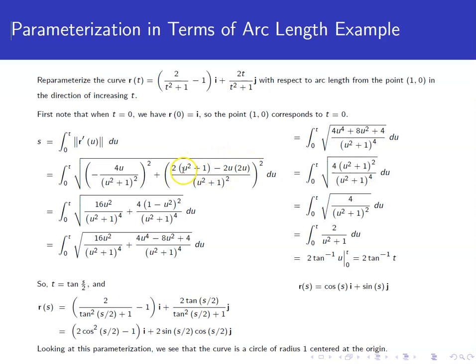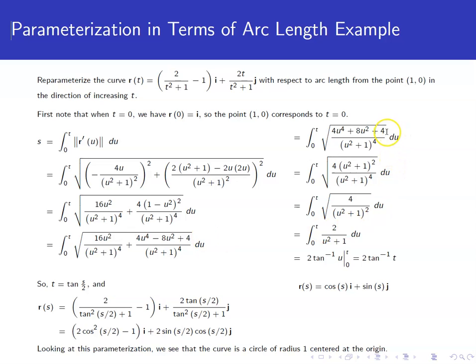Notice that you've got a 2u squared minus a 4u squared here. So you'll have a minus 2u squared. And then you'll have a 2 minus that. So you can factor a 2 out. When you square the 2, you get the 4. And you'll have a 1 minus u squared that you'll need to square as well. So in the next step, I've just multiplied out the numerator of the second fraction.